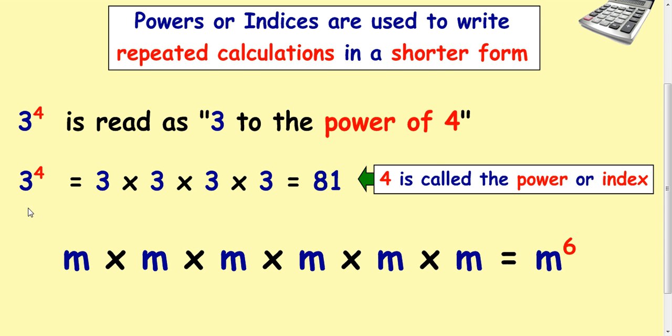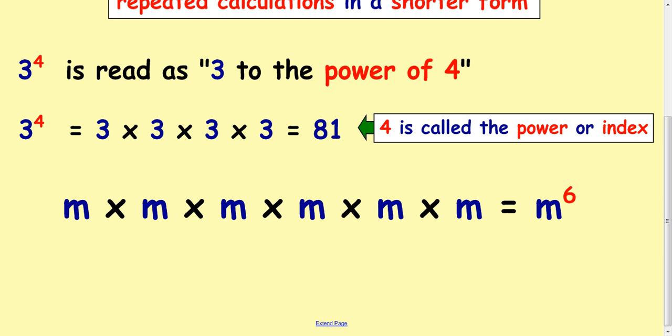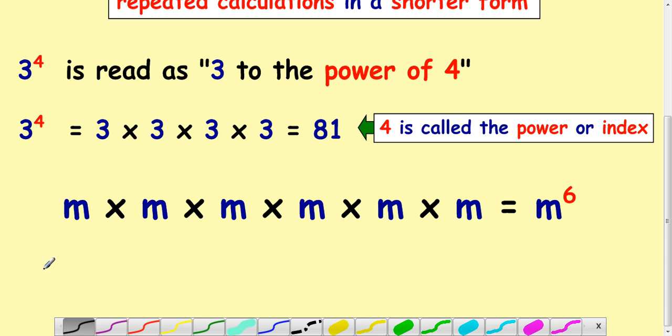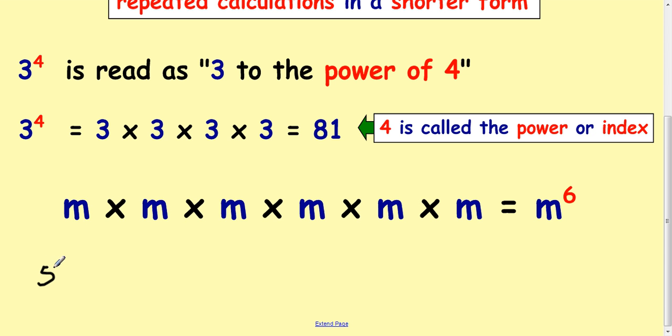Okay, so you can do this with a variety of things. I'll just do a couple of ones here. If we did 5 and we put a little 3 up the top, that would mean 5 times 5 times 5. 5 multiplied by itself 3 times. And that actually comes to 125. 5 times 5 is 25. 25 times 5 is 125.